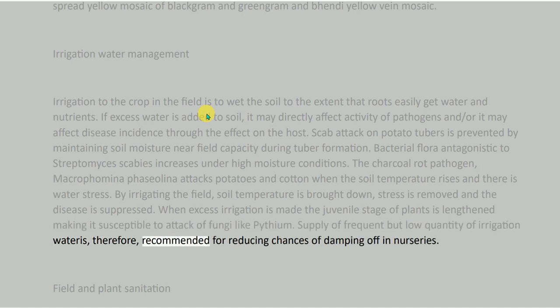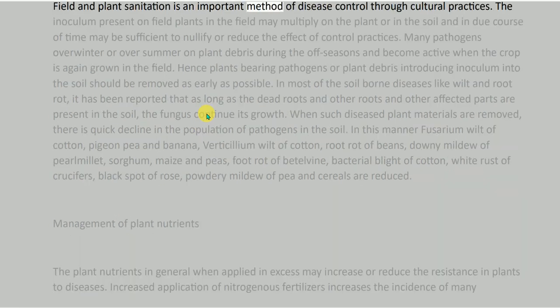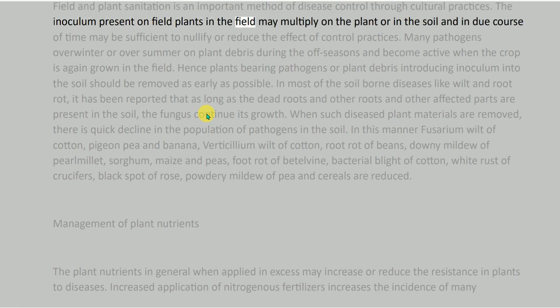Field and plant sanitation. Field and plant sanitation is an important method of disease control through cultural practices. The inoculum present on plants in the field may multiply on the plant or in the soil and in due course of time may be sufficient to nullify or reduce the effect of control practices.